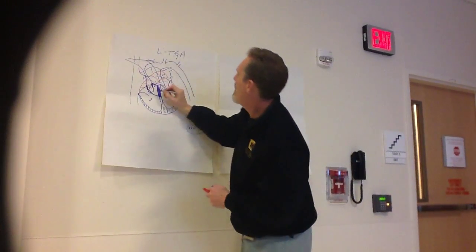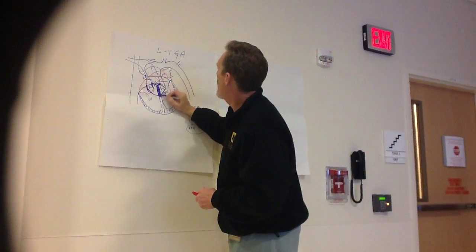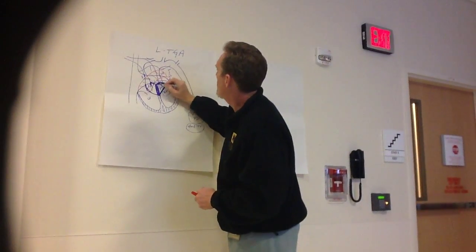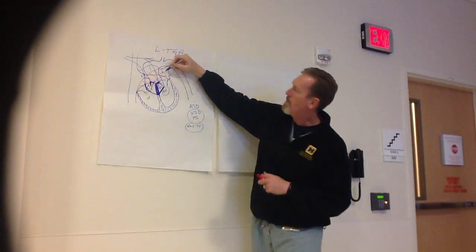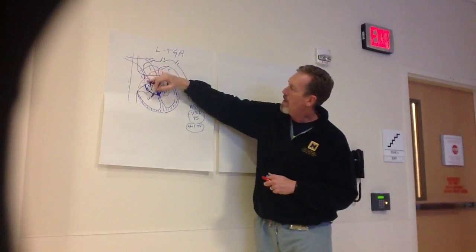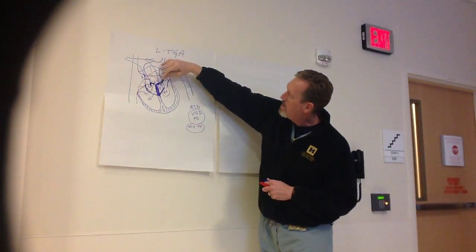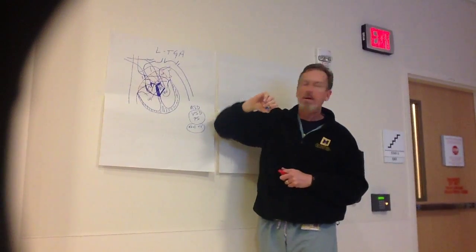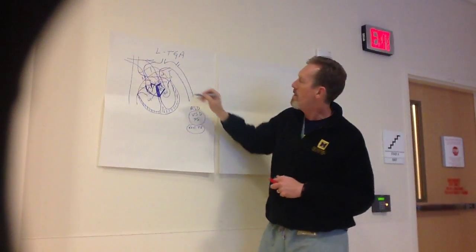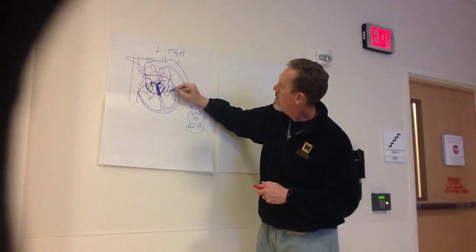I'm sorry, I went the wrong way. Patch the VSD closed from the LV to the aorta. Now you have the pink blood coming from your left atrium, LV, and out through the VSD to your aorta. You can't use the pulmonary valve, so you do a conduit.